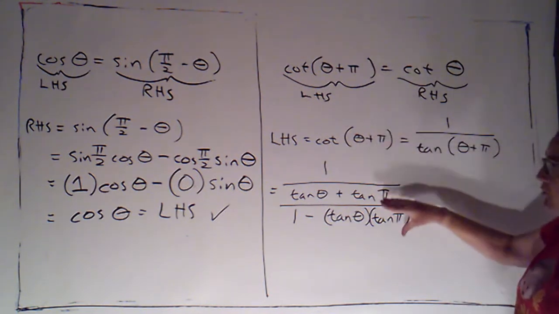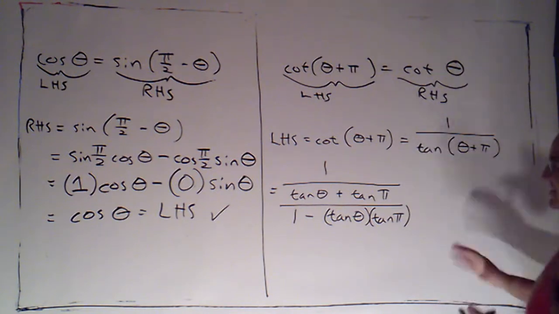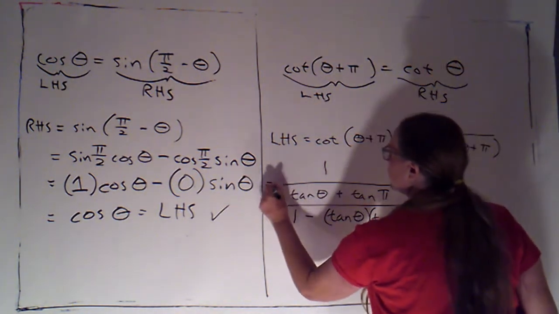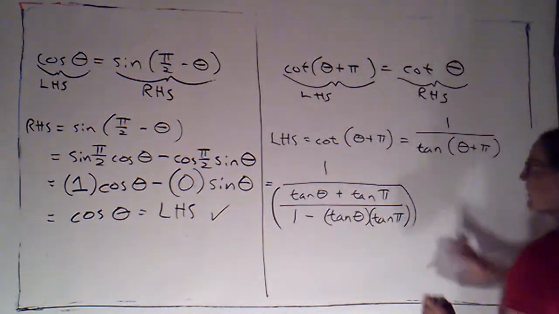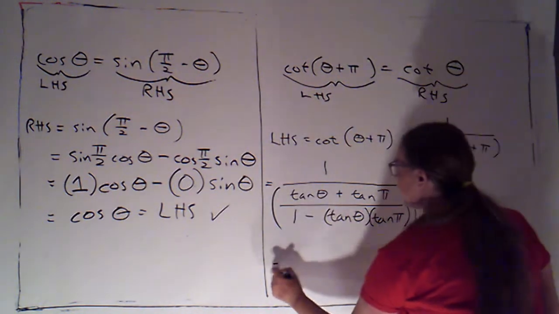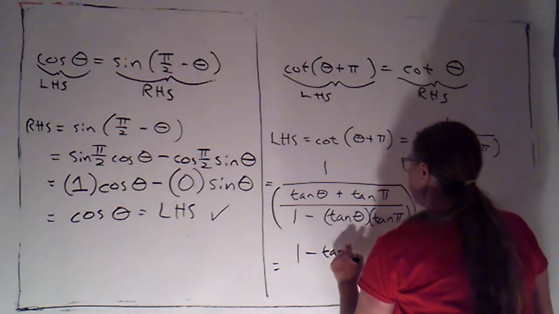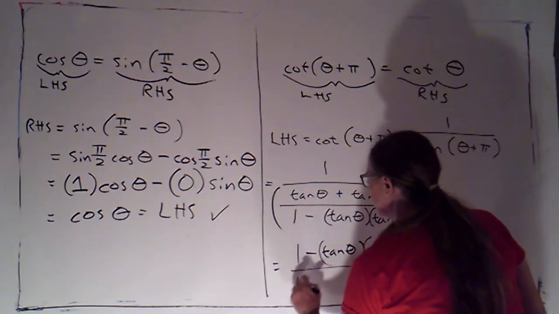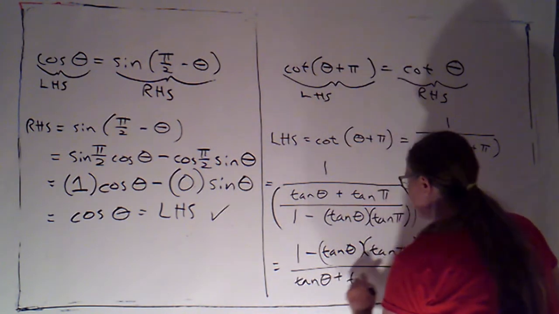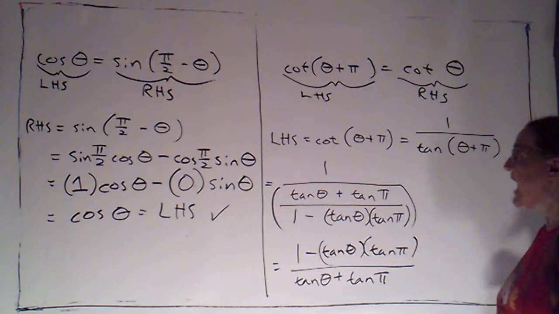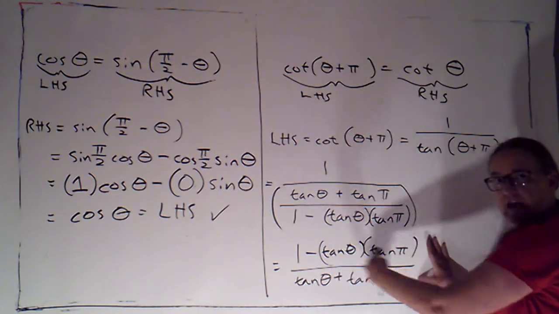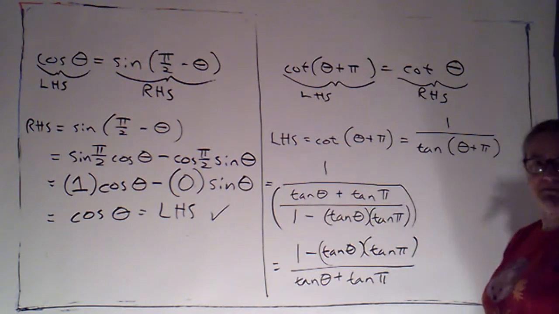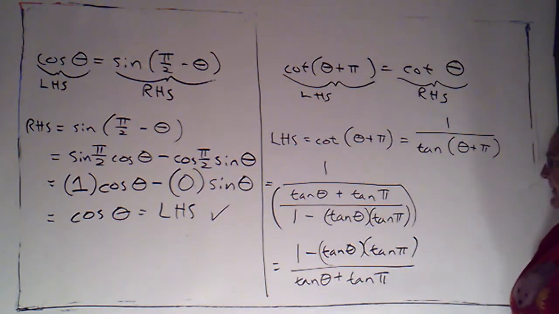Now, if it's 1 over this fraction, I can go ahead and just take the reciprocal of that fraction. So I can say, rather than it being 1 over that fraction, let's just take that reciprocal by writing this as 1 minus tangent of theta times tangent of pi over tangent of theta plus tangent of pi. And if you felt comfortable going right to that, just taking right off the bat the reciprocal of the sum formula for tangent, that would be fine. I'm just showing a little bit of work for how I got there.